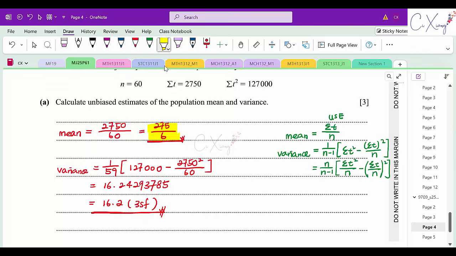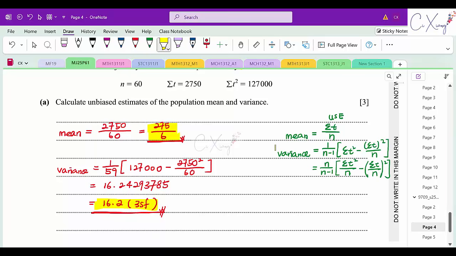But you can see that in my solution here, I try to write out the whole long value, because later in part B, I actually need to use back the value here. So I cannot use the shortened value, which is 16.2, but I have to keep the original long one. And I believe that if you try to use the second formula, you might be able to get the answer in fraction form. That will be even better, right? Okay, so this is what you have for part A: the unbiased estimate for the population mean and also the unbiased estimate for the population variance.